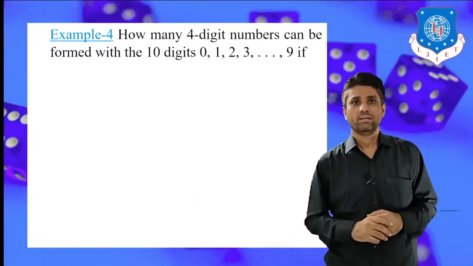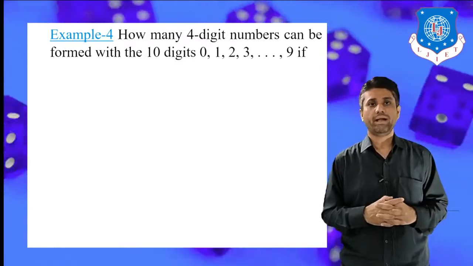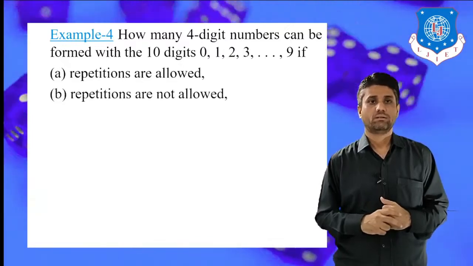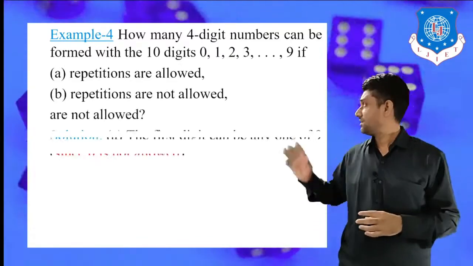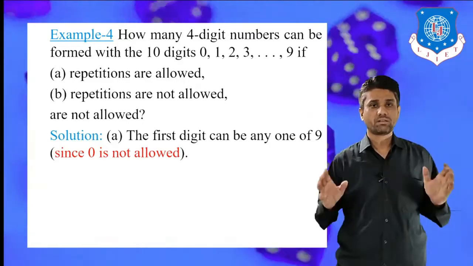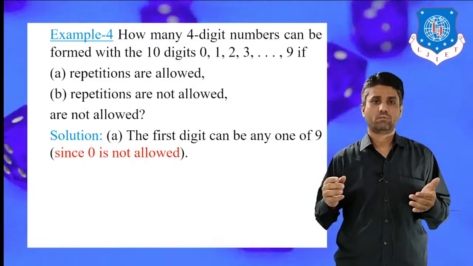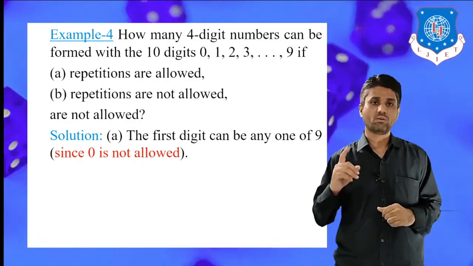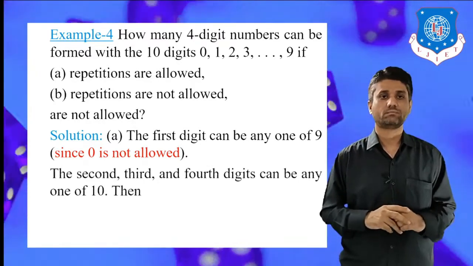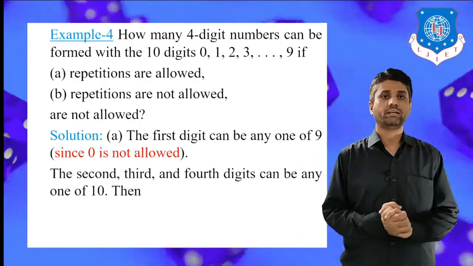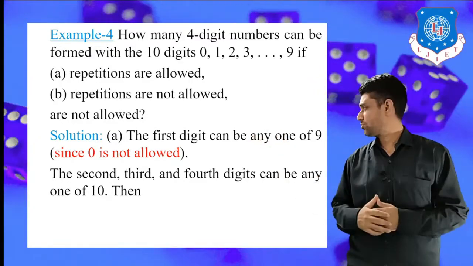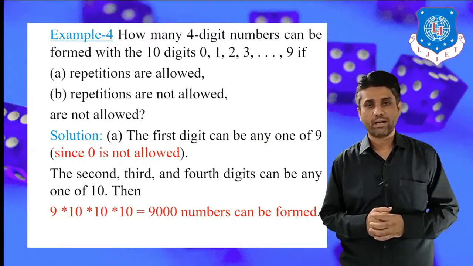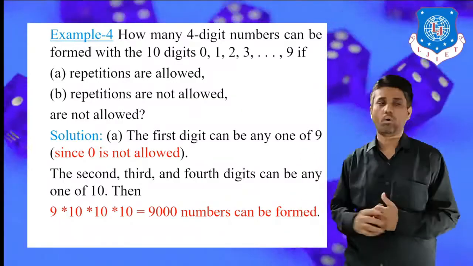Let's see one more example. How many 4 digit numbers can be formed with the 10 digits 0, 1, 2, 3 up to 9 if repetition is allowed, and if repetition is not allowed? So let's start with the first one. The first digit is definitely not 0, because if you write 0 as the first digit, then it is not a 4 digit number. So for the first digit there are 9 possibilities. The second, third and fourth digits can be any of the 10. So there are 9 into 10 into 10 into 10, that is 9000 numbers that can be formed.